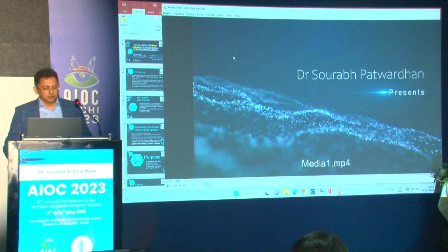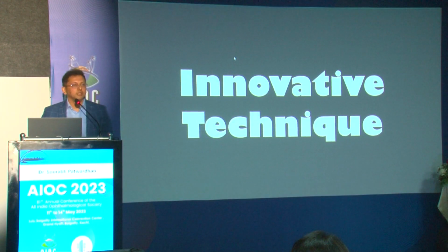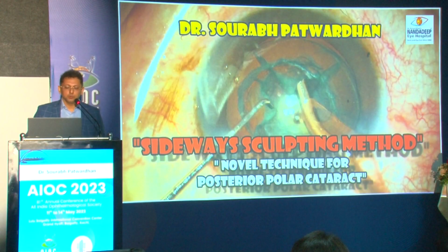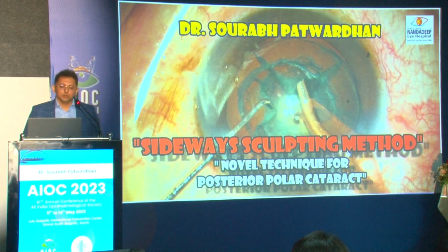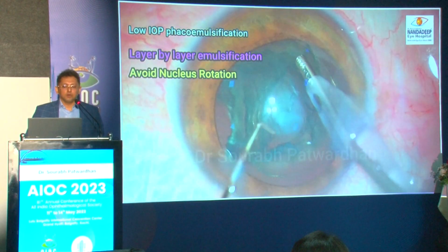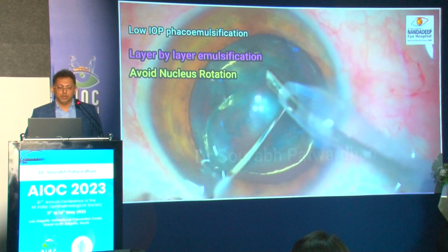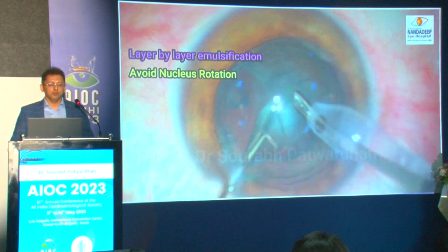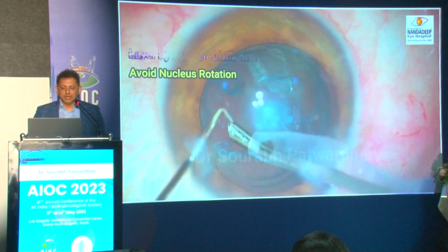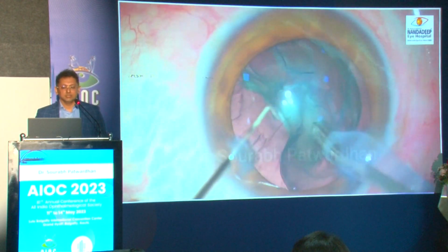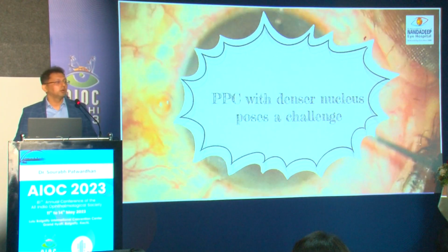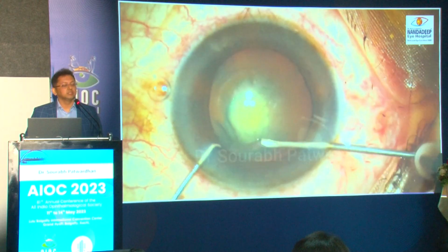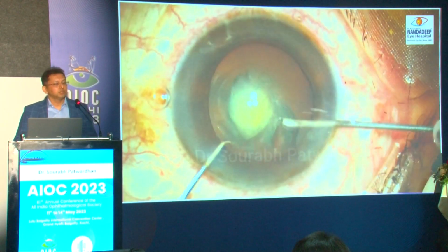Okay. So in this video, I'll be describing this innovative technique of sideways sculpting for grade 2 and above nucleus sclerosis of posterior polar cataract. This is a novel technique, not yet described in literature. This is a soft PPC cataract, which is very easy compared to a nucleus sclerotic cataract, because here we can go layer by layer and just aspirate the nucleus without any rotation of the nucleus. This is what we commonly use because these are the cases we commonly encounter, where PPC is without much nucleus sclerosis. But what to do with PPC with a denser nucleus? It always poses a challenge. So in such cases, we can use this technique.